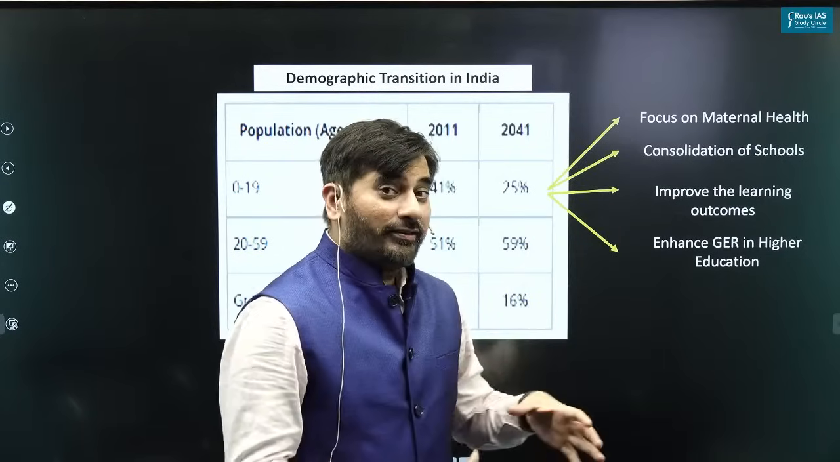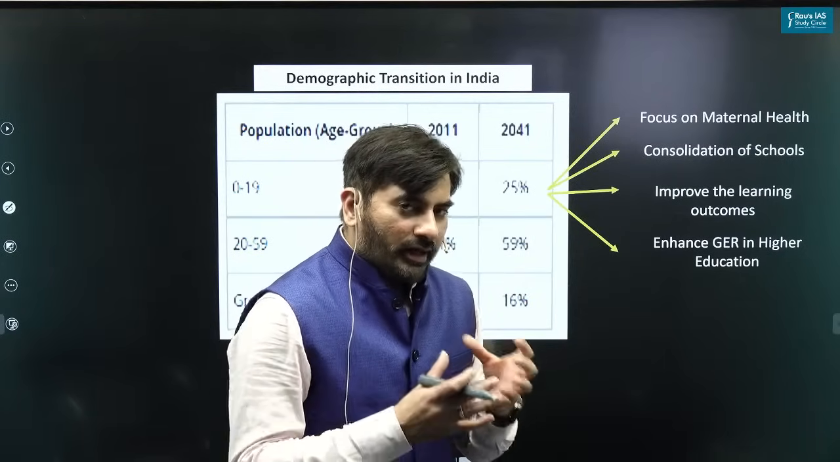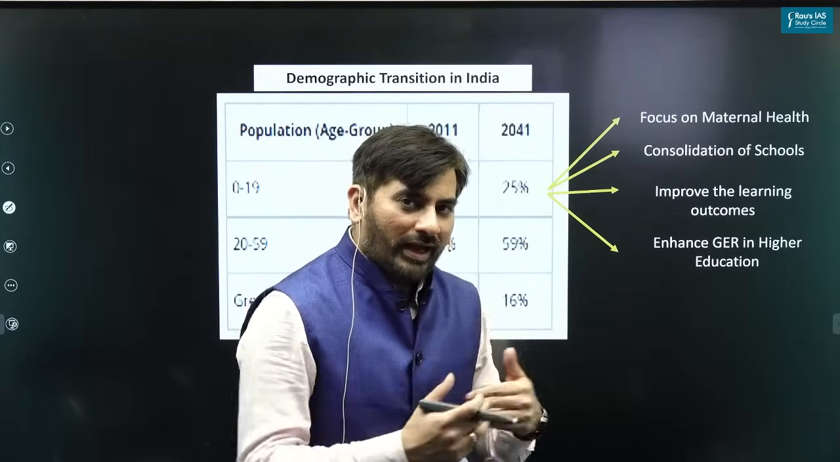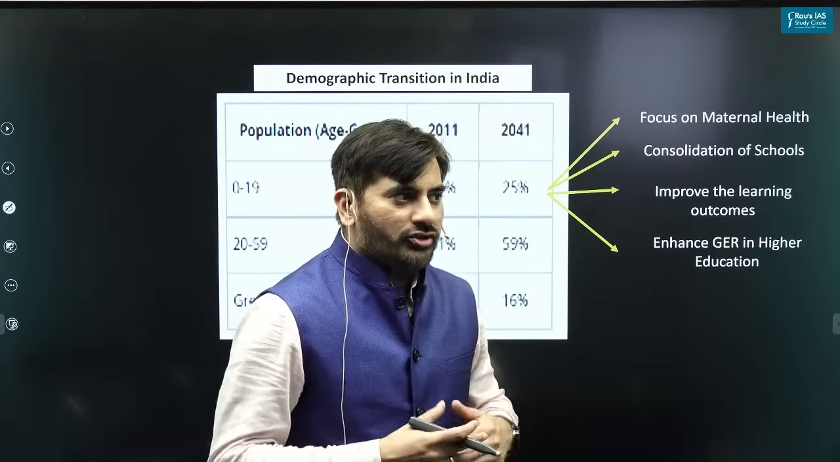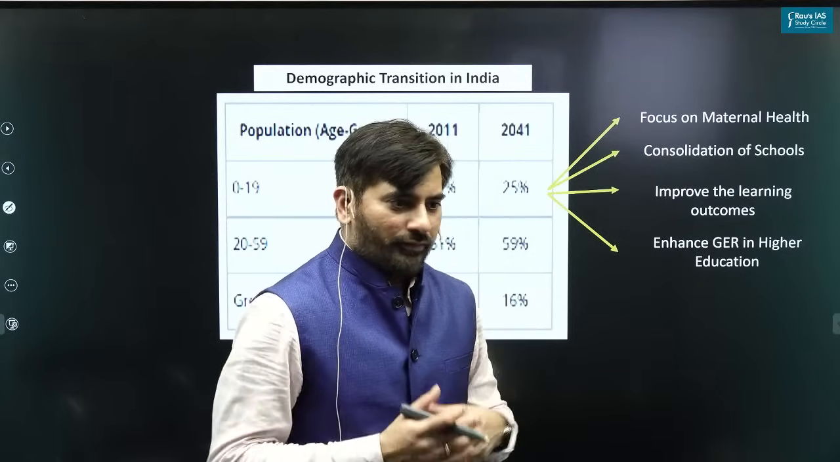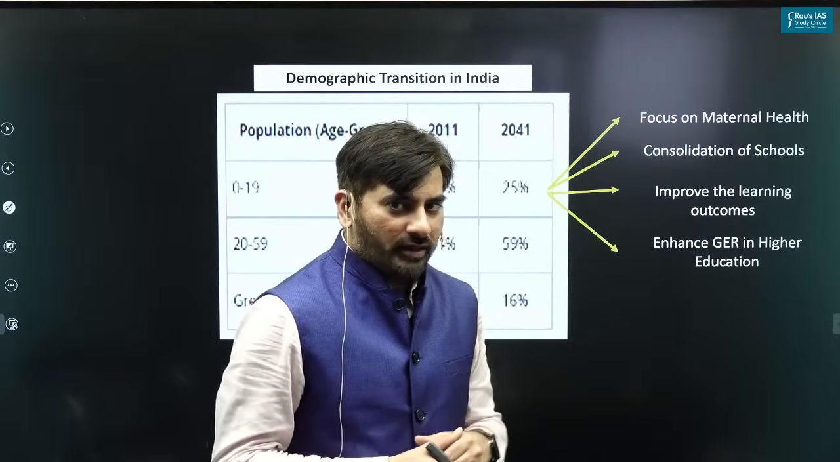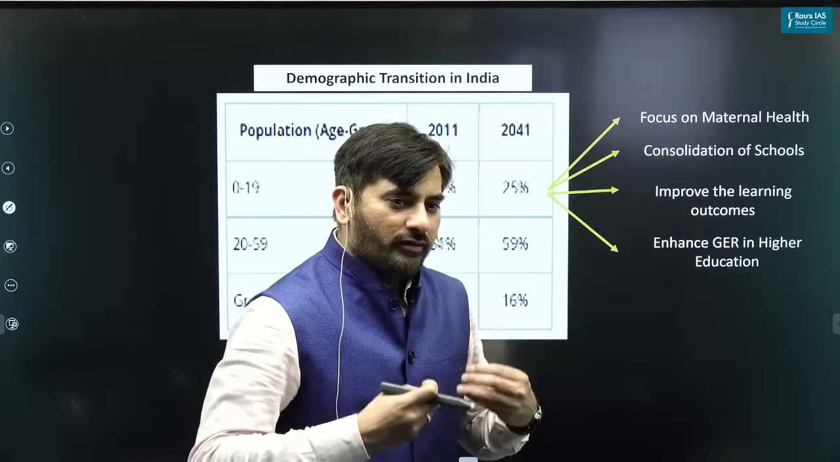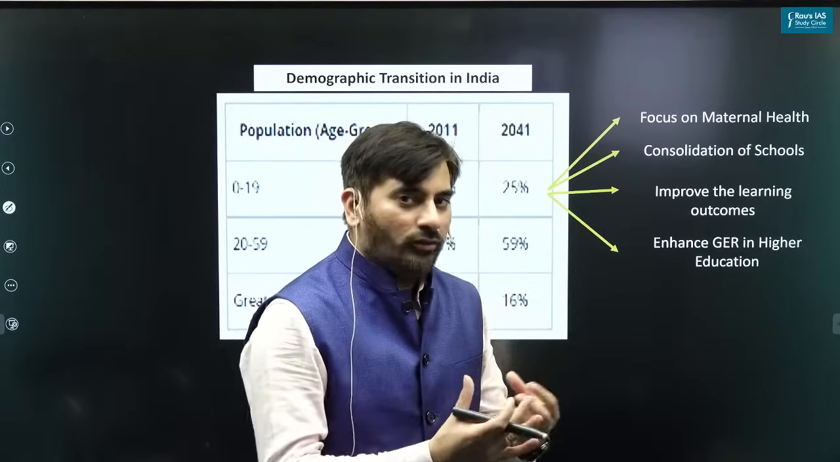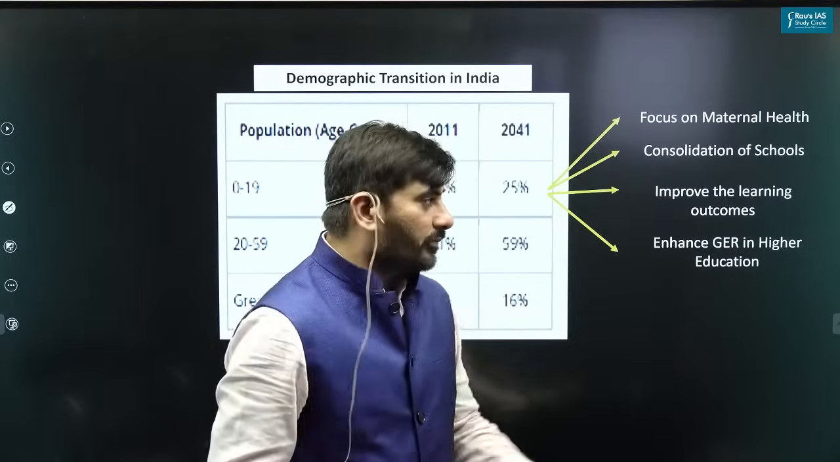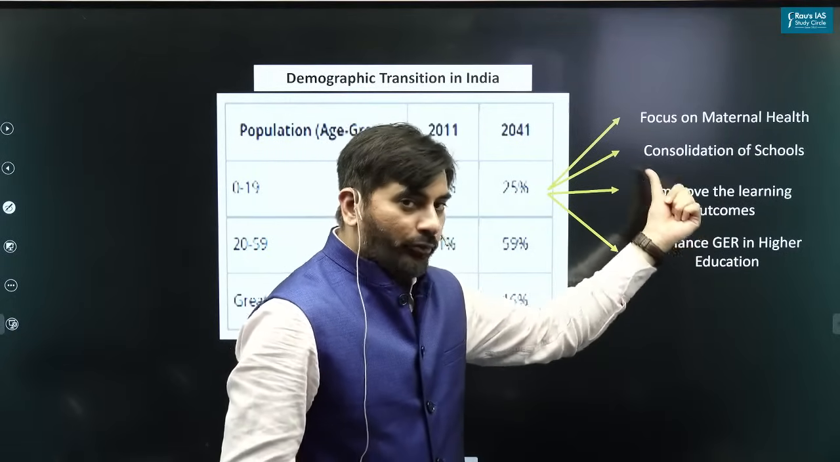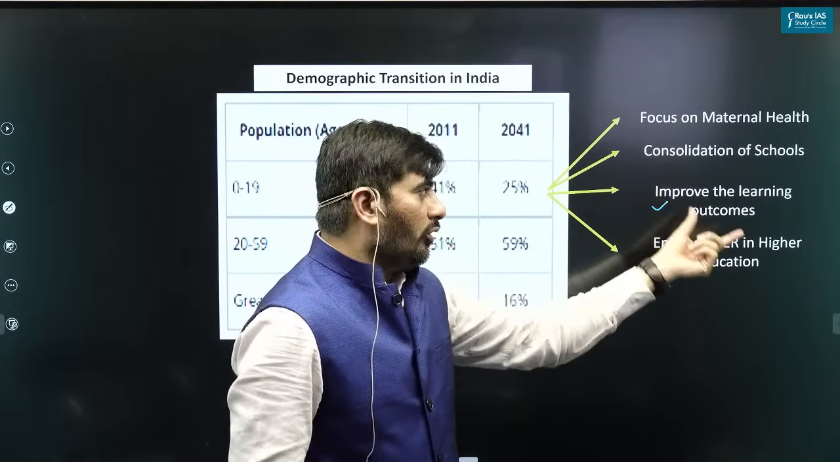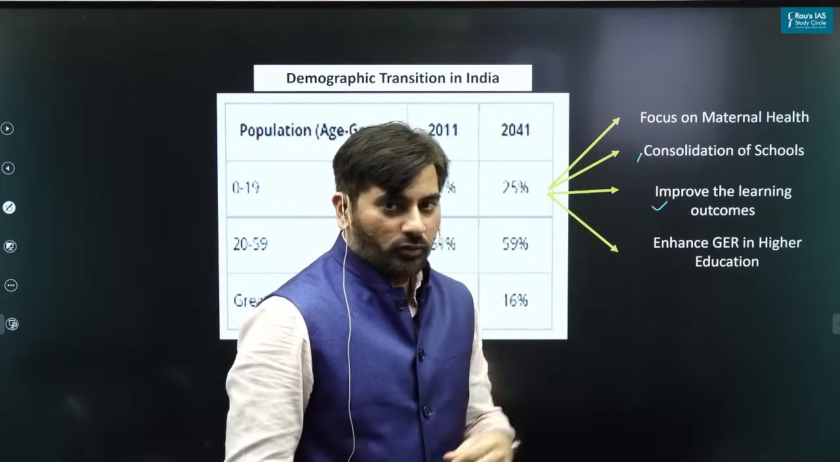Second, consolidation of schools. It is being said that because we would have fewer children, we should not build more schools. We don't need more schools because fewer children are going to be born. Rather than building more schools, we should focus on improving the learning outcomes, the quality of education. Apart from improving the learning outcomes, we should also go for consolidation of schools.